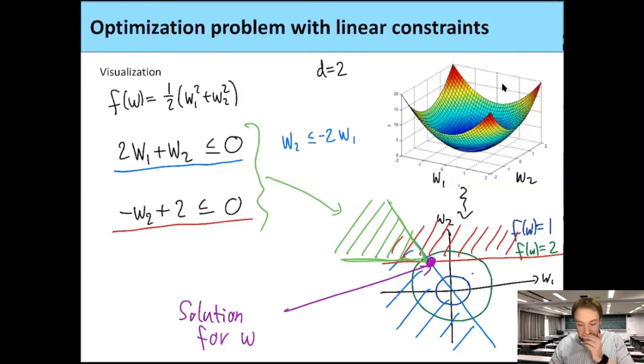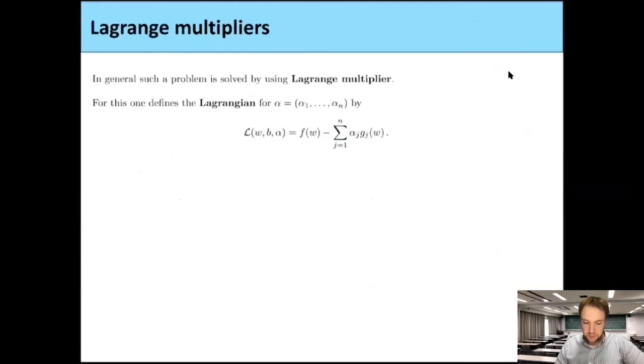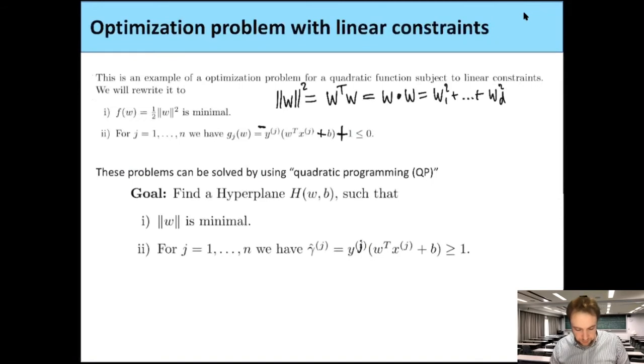So and now how to deal with this in general. So to solve such a problem, one considers so-called Lagrange multipliers. And so maybe let me copy again the problem we want to solve with the typo here.